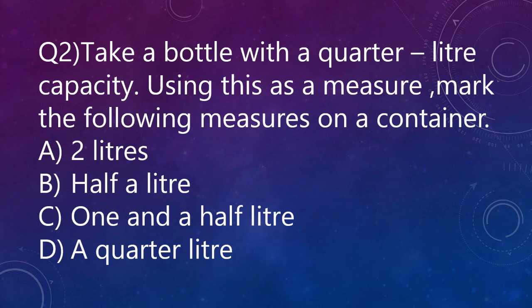Children, now look at this question. Take a bottle with a quarter liter capacity. Quarter liter means 250 milliliter. Using this as a measure, mark the following measures on a container. First one, 2 liters. Second, half a liter. Half a liter means 500 milliliter.